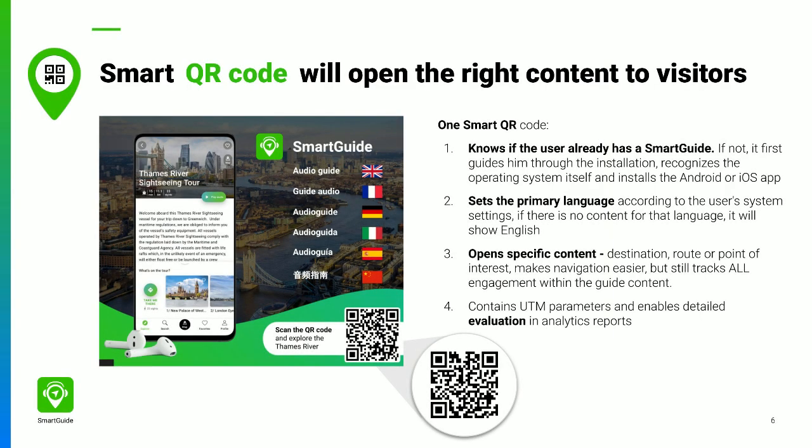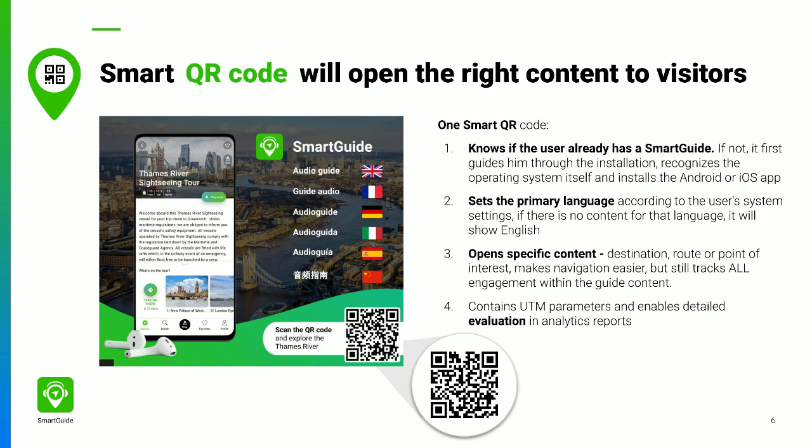One of the benefits of Smart Guide are smart QR codes that open the right content for visitors. The code will know if the user already has a Smart Guide. If not, it first guides them through the installation, recognizes the operating system itself and installs the Android or iOS app. The code will also set the primary language according to the user's system settings. If there is no content for that language, it will show English.